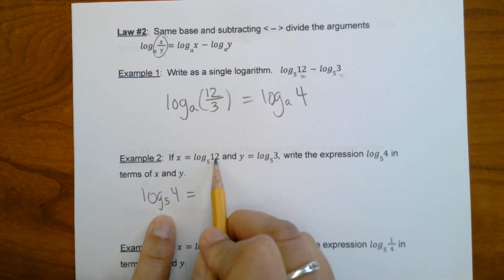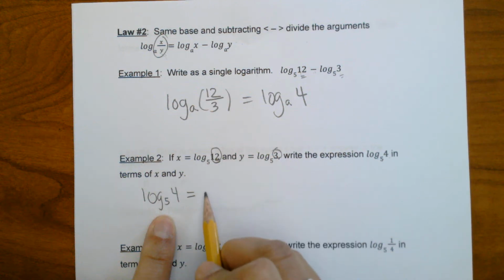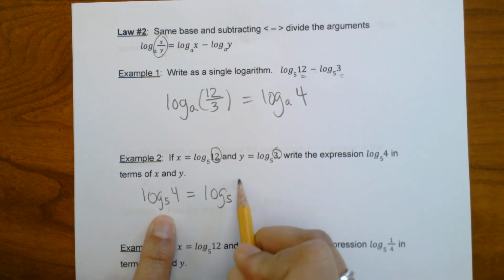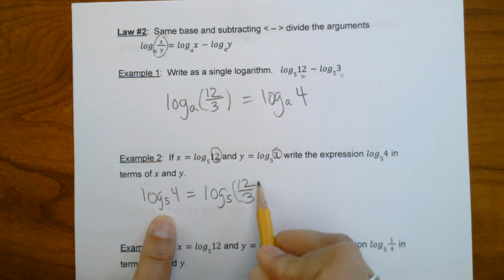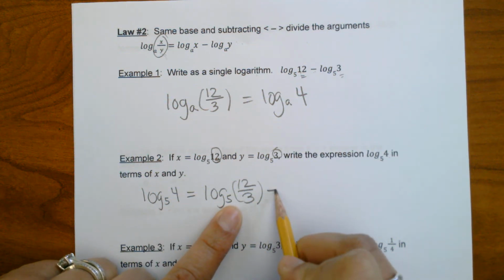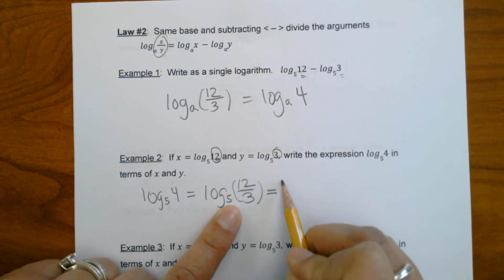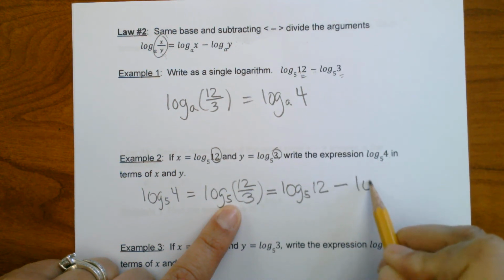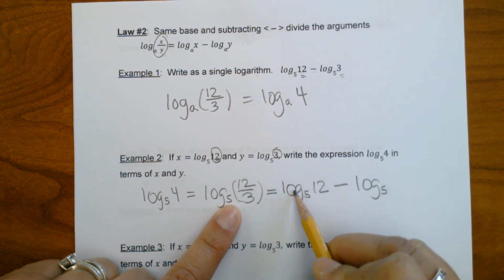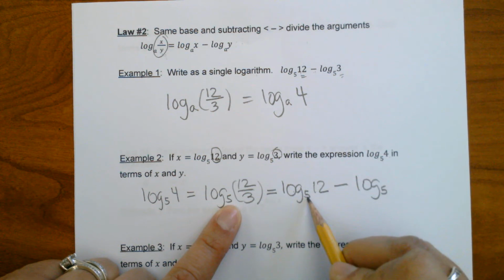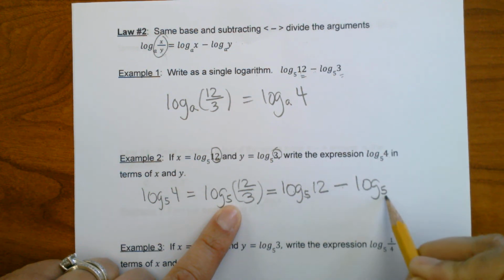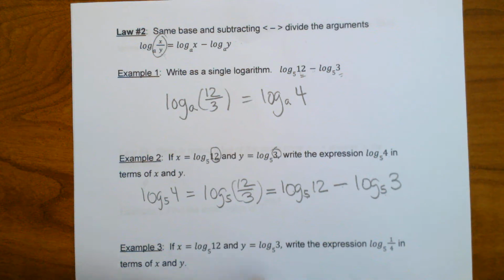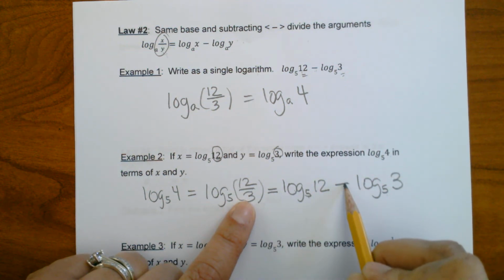All right. What do we do with the numbers 12 and 3? Well, what we did was we divided 12 by 3. So that's log base 5 of 12 divided by 3. What does this division mean? This division means that we subtracted: log base 5 of 12 minus log base 5 of 3. Because division is minus.